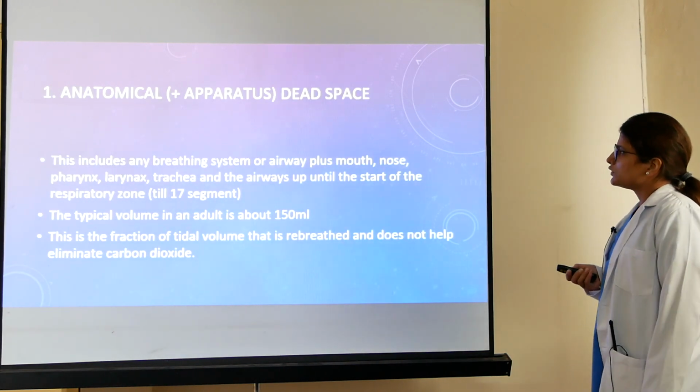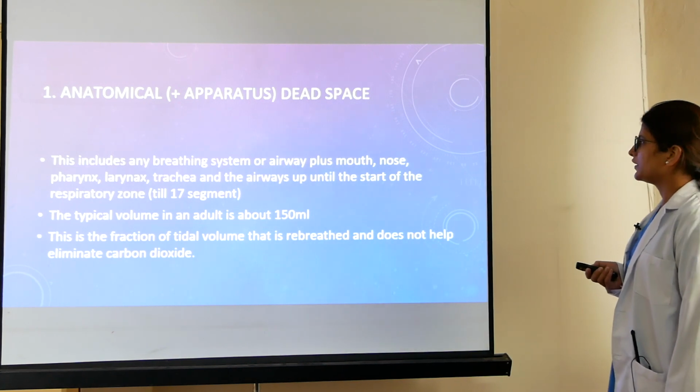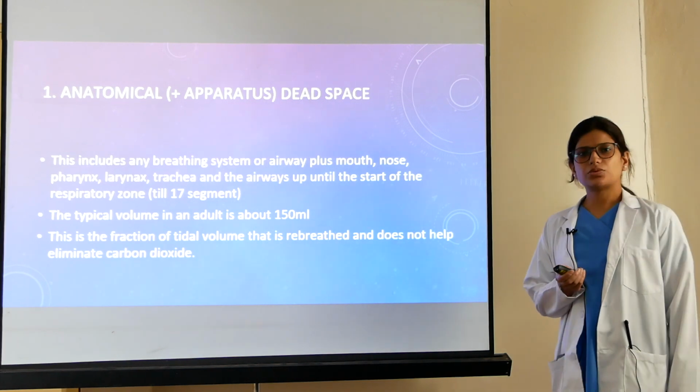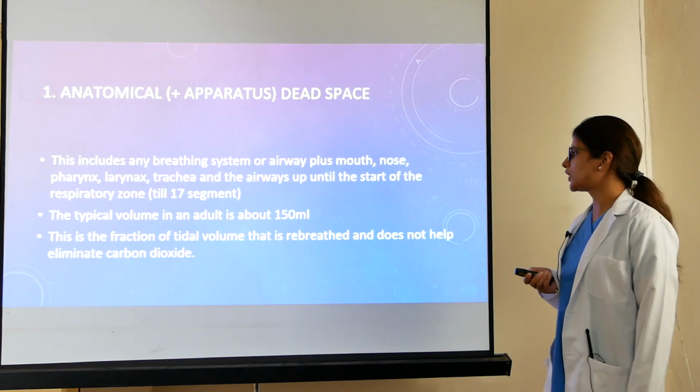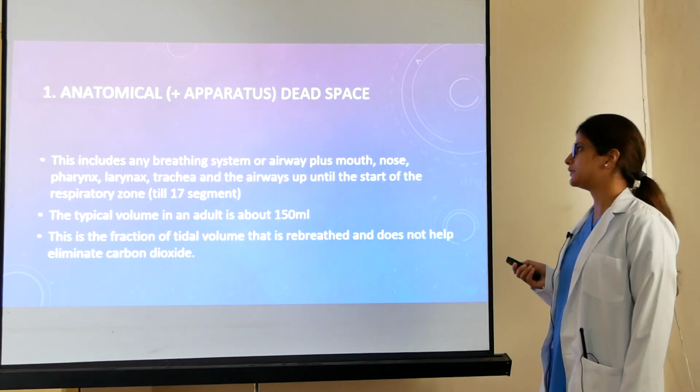Anatomical dead space includes any breathing system or airway, plus the mouth, nose, pharynx, larynx, trachea and the airway up to the start of the respiratory zone. The typical volume in an adult is 150 ml. This is a fraction of tidal volume that is rebreathed and does not help in elimination of carbon dioxide.